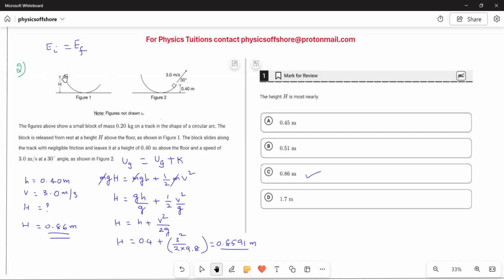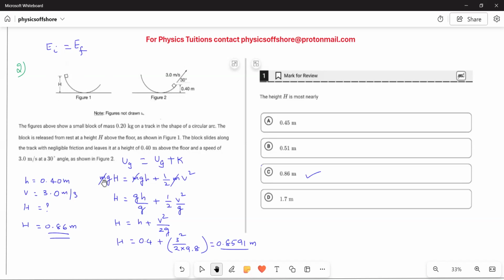Initially, it is at a height of h, and finally, it is leaving the track at a height of 0.4 meters above the ground with a speed of 3 meters per second, making an angle of 30 degrees with the horizontal. Now, according to the law of conservation of energy, E_i is equal to E_f. What is E_i here? Gravitational potential energy. What is E_f? E_f is both kinetic energy and potential energy. So equate both and then find out the initial height.